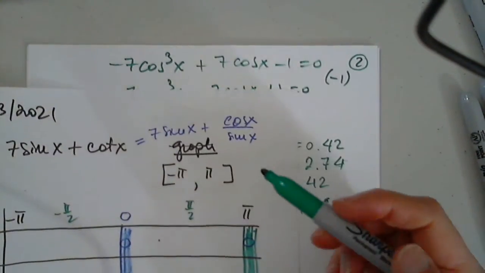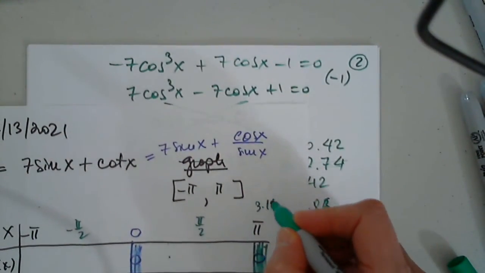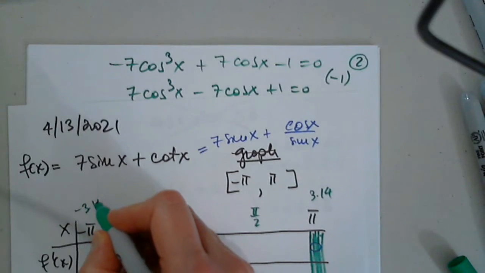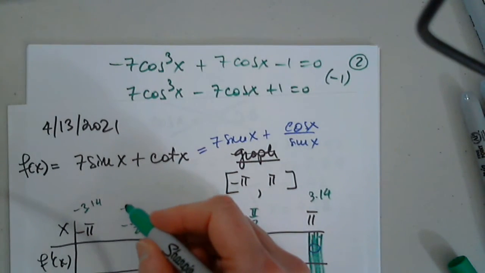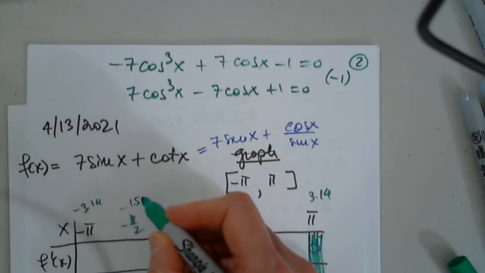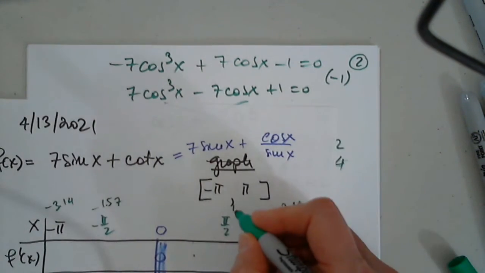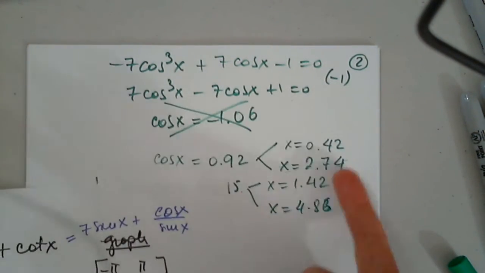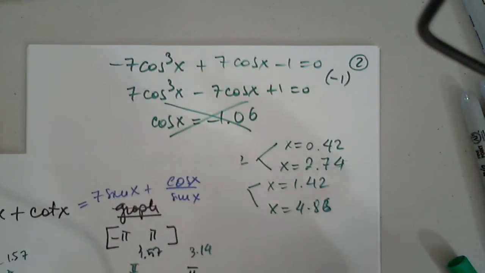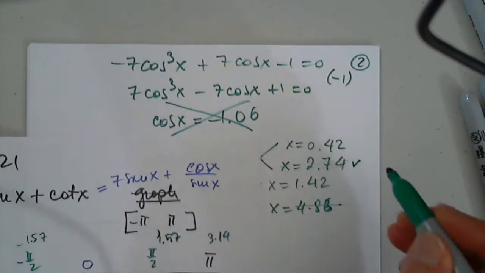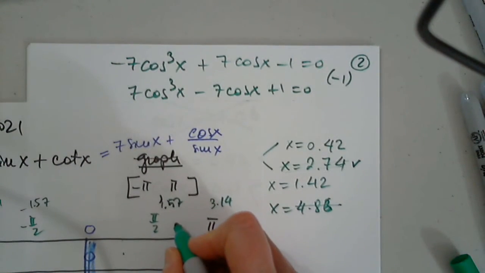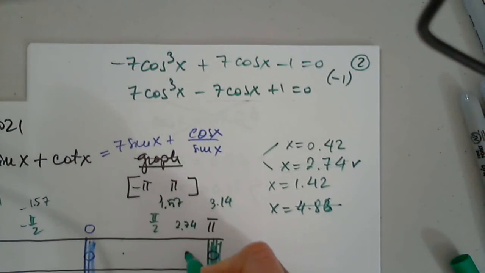So this is 3.14, and this is negative 3.14, and this is divided by 2, so this is negative 1.57, and this is 1.57. So I know where to put these numbers, right? So this doesn't fit. Well, this one does fit. Okay, so I have here 2.74.